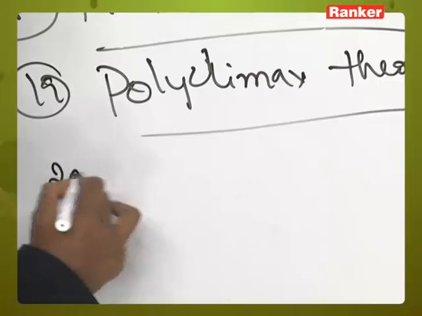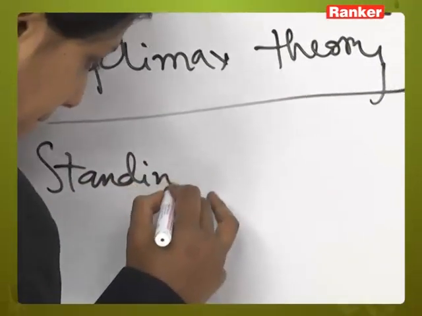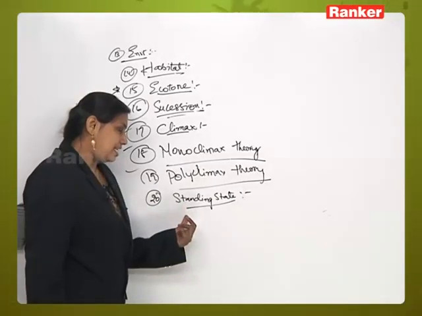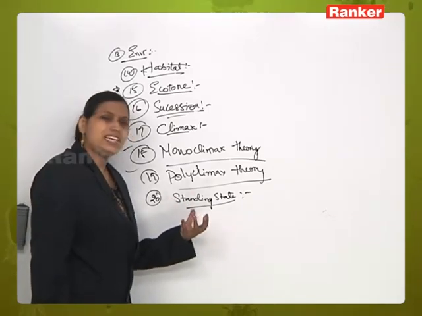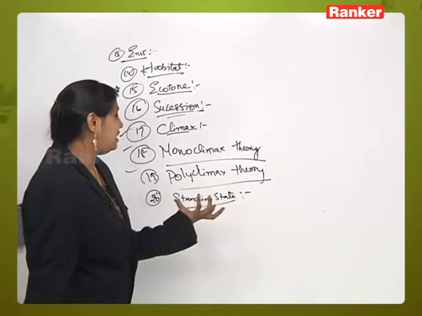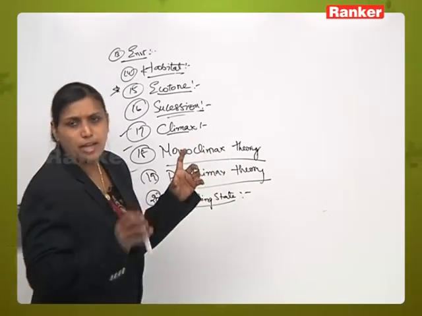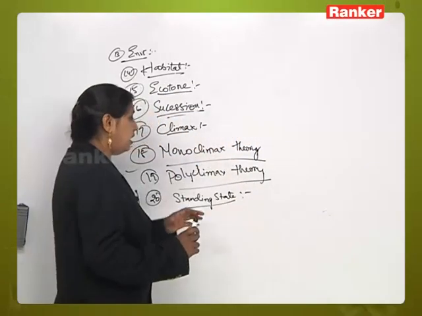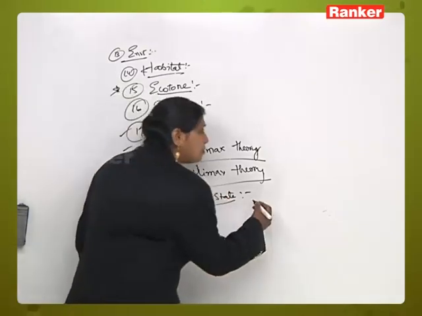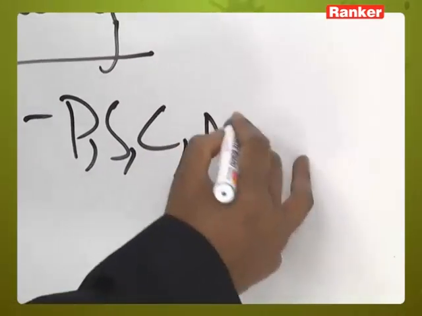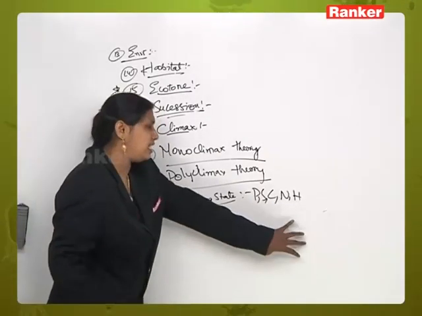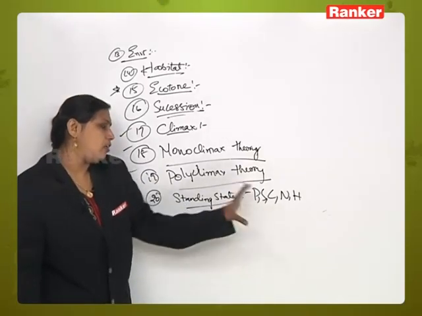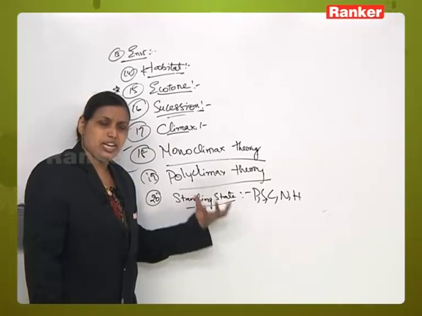Now, next is standing state. Standing state is the amount of inorganic substances present at a given time in a particular environment of the ecosystem. What are the inorganic substances here? Phosphorus, sulfur, carbon, nitrogen, hydrogen, all these. These inorganic substances present at a given time in the particular environment of an ecosystem are called the standing state.